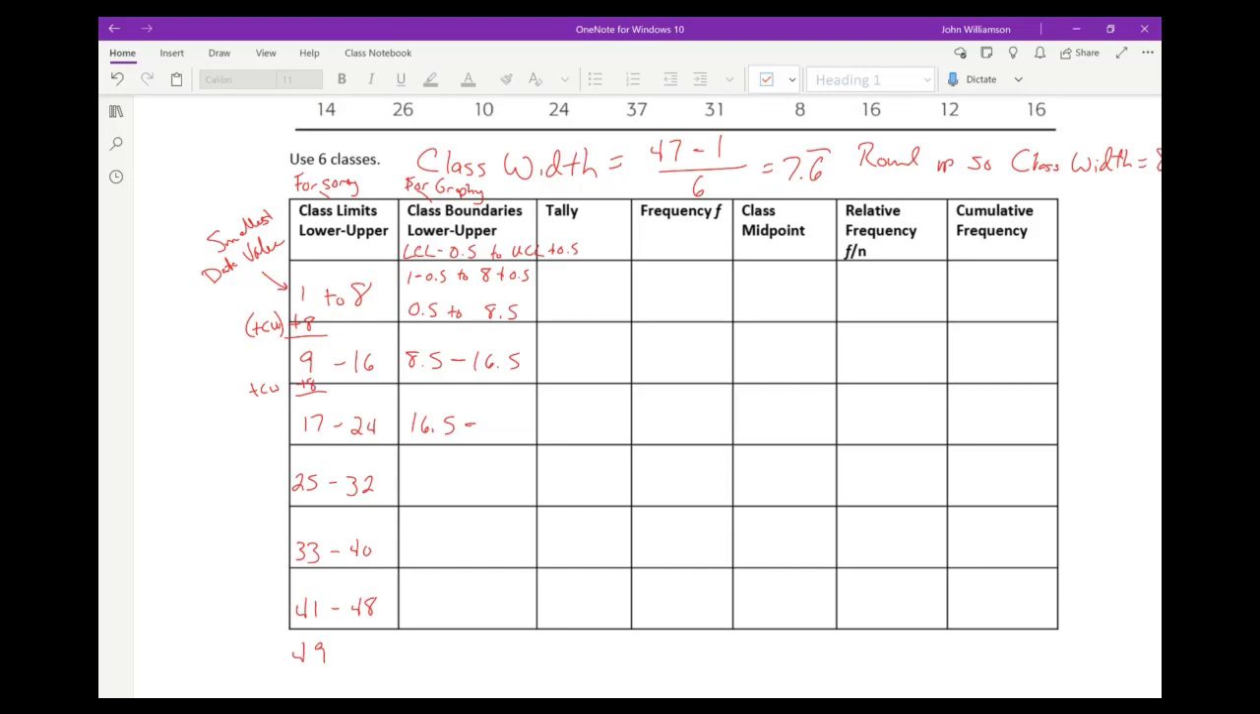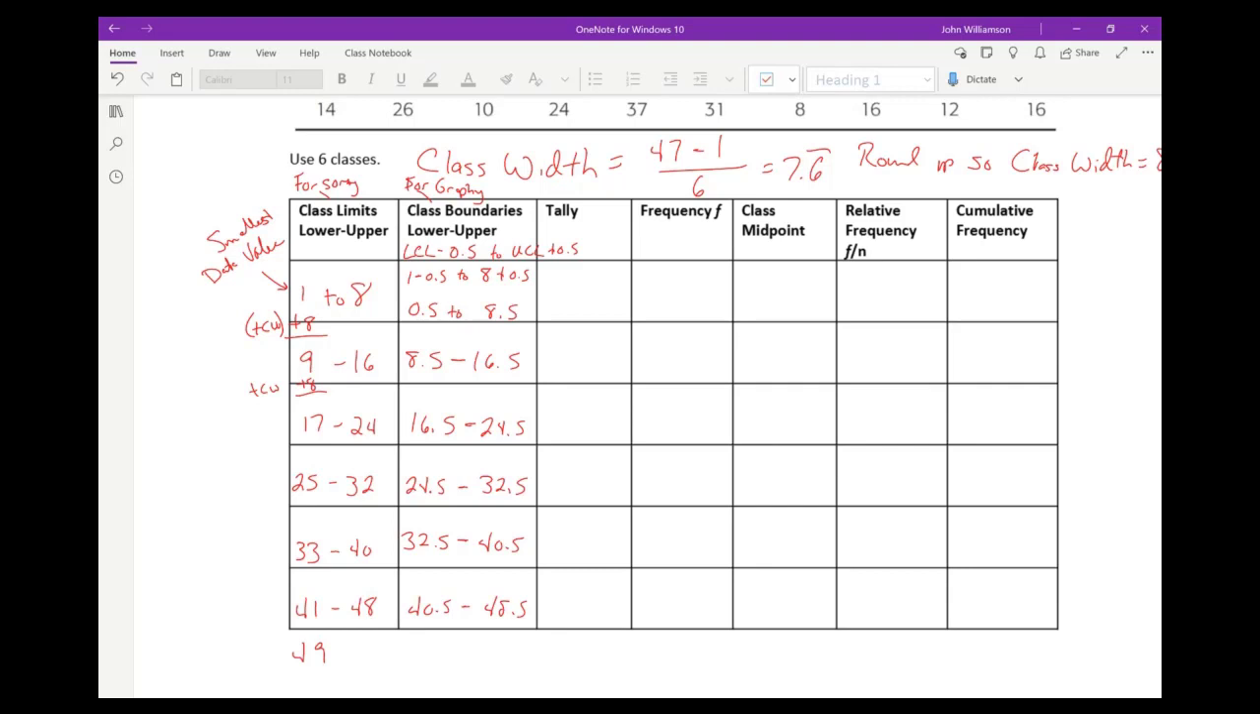So 16.5 to what? You tell me. 24.5, good. And so we just keep doing that all the way down. So 32.5 to 40.5, and then our last one, 40.5 to 48.5.